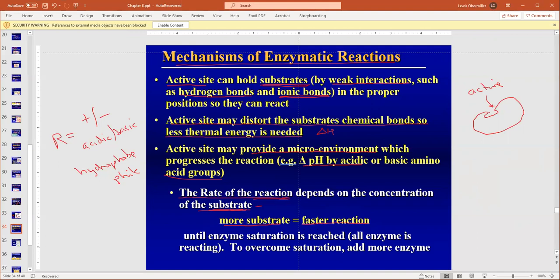But remember, every cell has a limited number of workers. It's just like a factory. If you only had 10 people working in your iPhone factory, and each person can make 10 phones a day, you're only going to get 100 phones. We call that enzyme saturation. That means these enzymes can only do so much work. So if you had lots of substrate and wanted to make more iPhones, how could you? Add more enzymes? Yeah, you just hire more workers, right? You add more enzymes, and that overcomes that saturation.